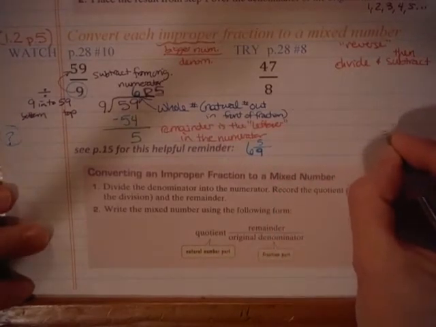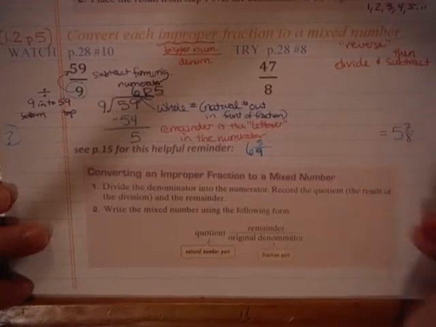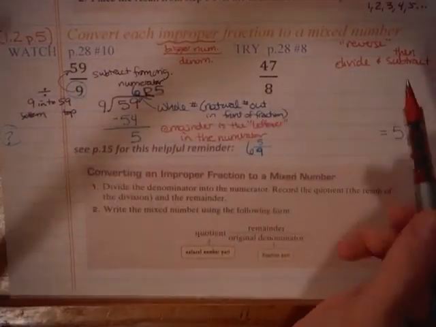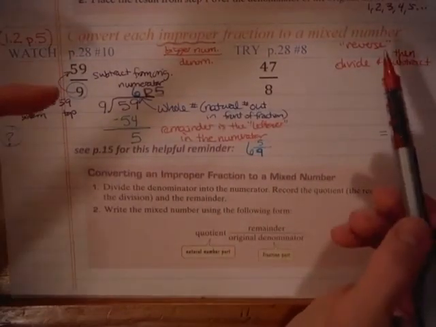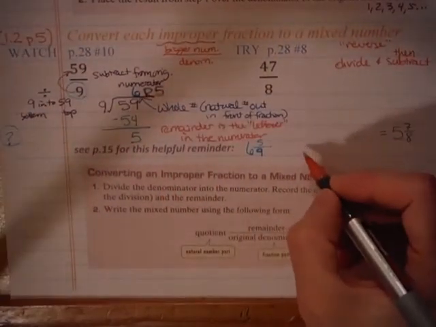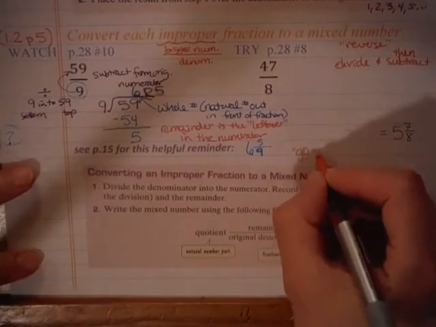When you convert this, this should become 5 and 7 eighths. 5 and 7 eighths. And just as a reminder, because we've got a reverse here, you're going from improper to mixed, and up above we went from mixed to improper. What you've created here is a chance that you can check yourself. You can go either direction to check.